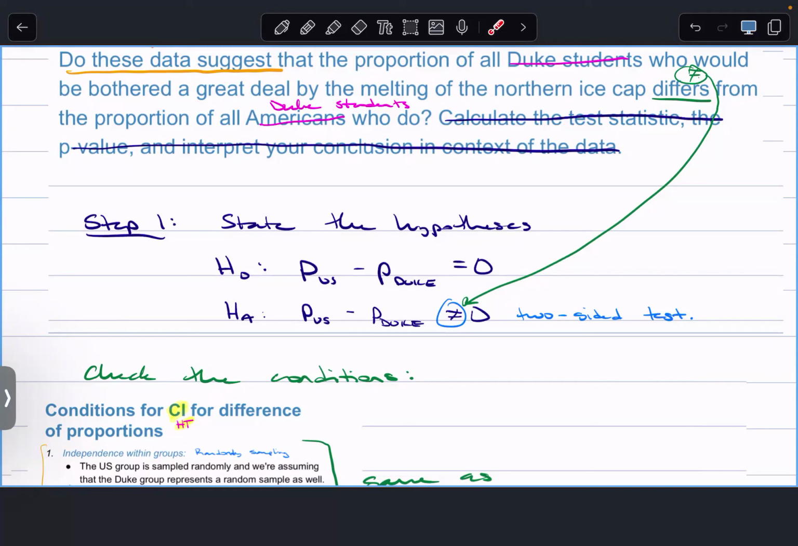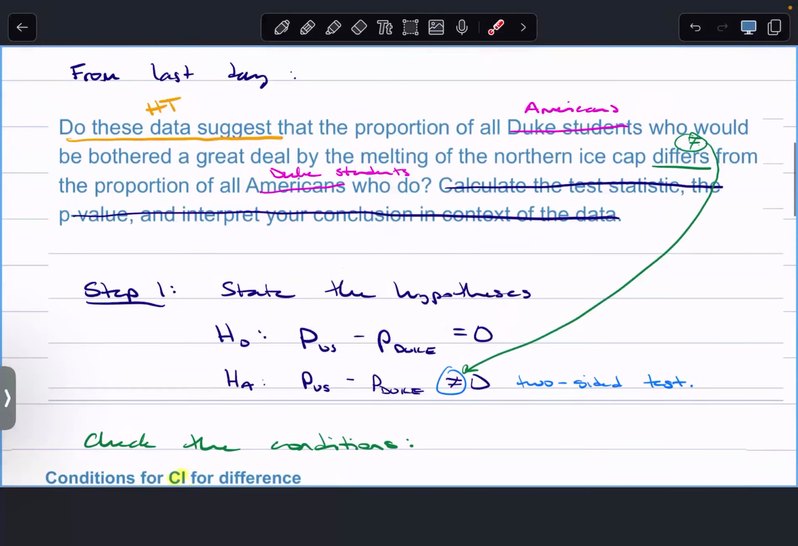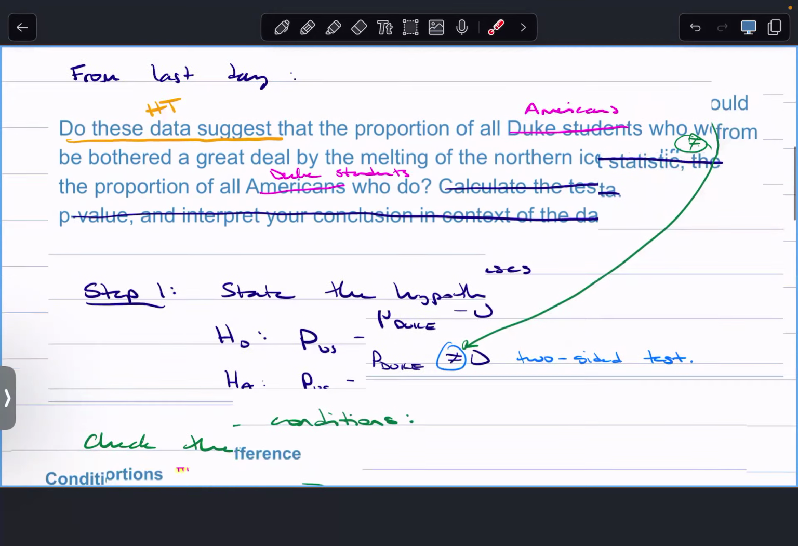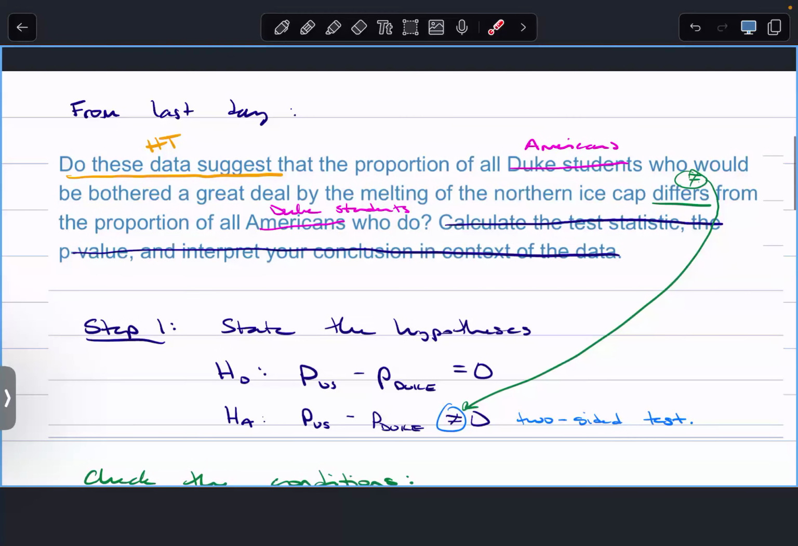And then we moved on to this hypothesis testing question, and I just brought it in from last day as review. And so we'll work through this a little bit quicker. And I didn't quite get through it, did I? Not even close. That's okay.